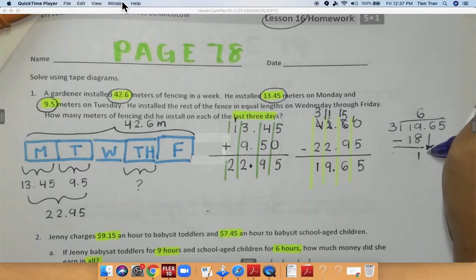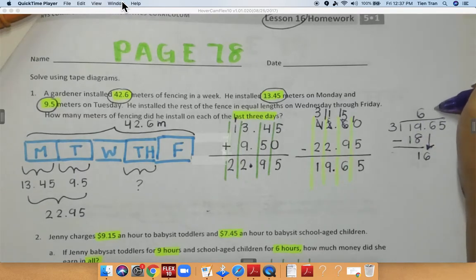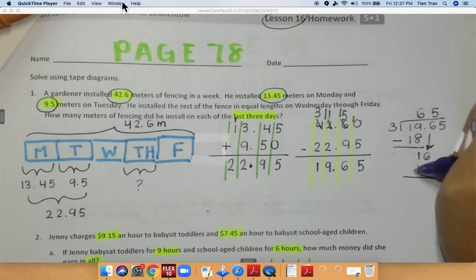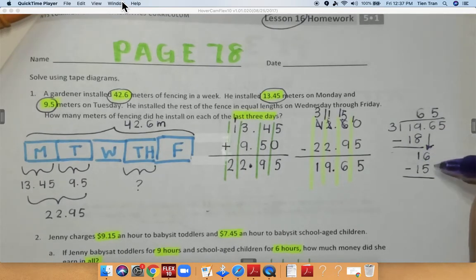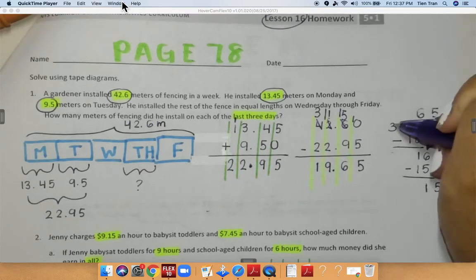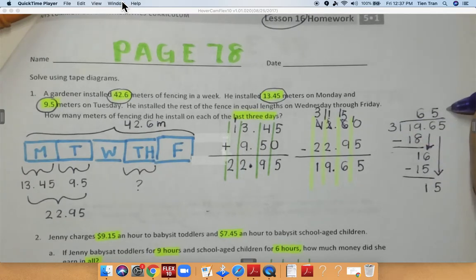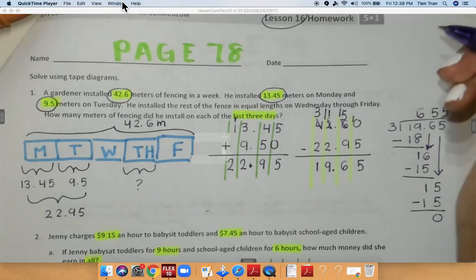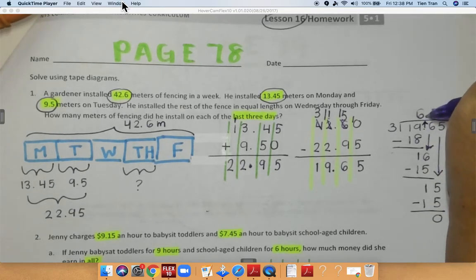Bring down my 6. 3 can go into 16 5 times because 3 times 5 is equal to 15. I subtract. 16 minus 15 is equal to 1, and bring down my 5. 3 can go into 15 5 times because 5 times 3 is equal to 15. I subtract, and I get 0. Now, I'm not quite done yet because I need to make sure I move my decimal where it's supposed to go, and it goes right above.